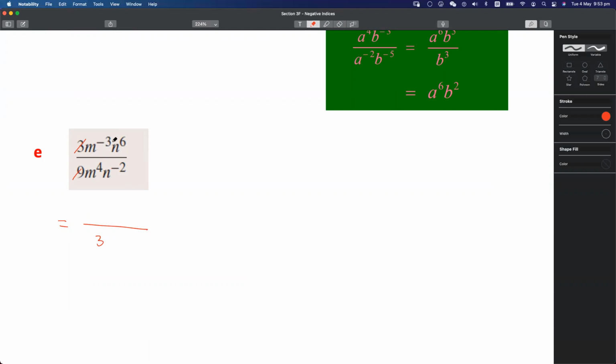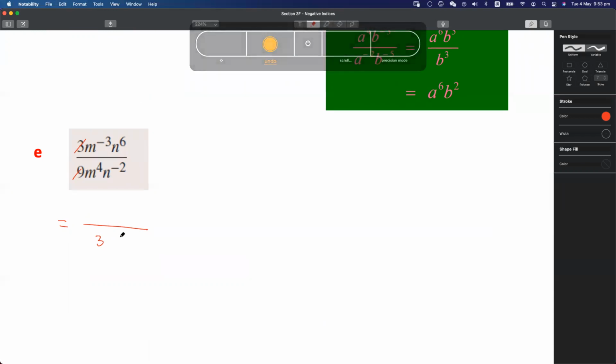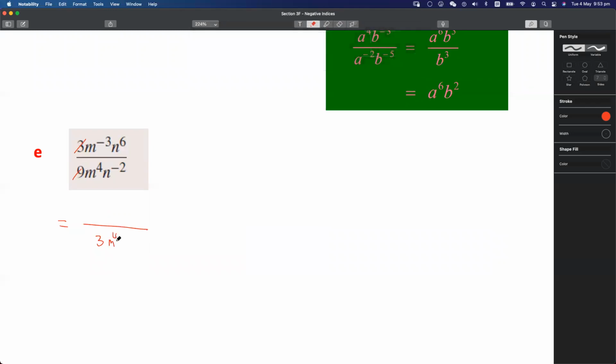All right, here, let's turn this to positive. m to the power of negative 3, you can make it m to the power of 4 plus 3, because m to the power of negative 3 could be moved down to the bottom. n to the power of 6. And look at that, n to the power of negative 2, you can move upwards. So it becomes plus 2. Okay.